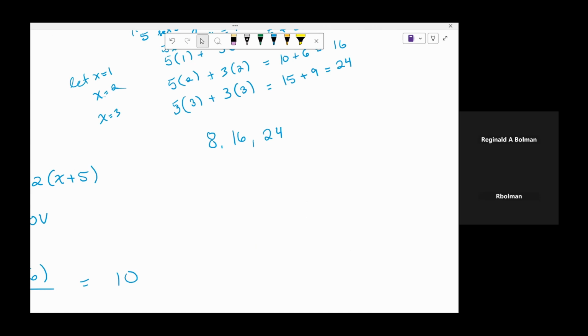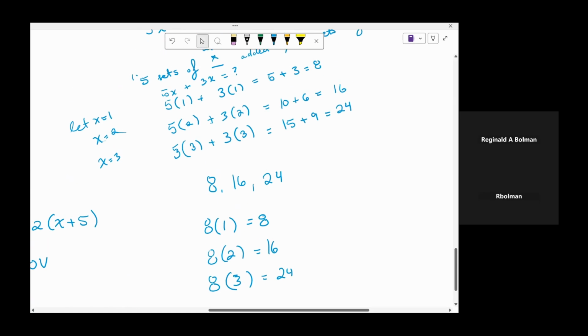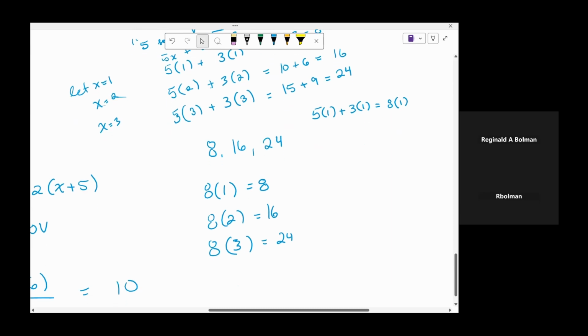Students who are familiar with their multiplication tables should be aware that 8 times 1 gives them 8. 8 times 2 gives them 16, and 8 times 3 gives them 24. So really what I'm doing when I'm taking this expression and plugging in 1 for x is the same thing as if I had taken 8 and multiplied it by 1. It would give me the same answer.